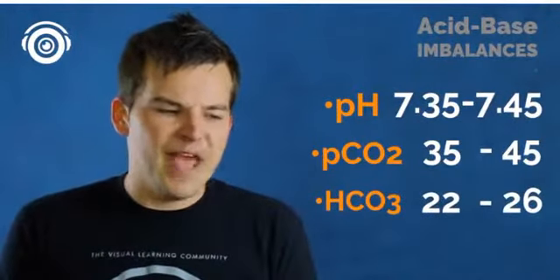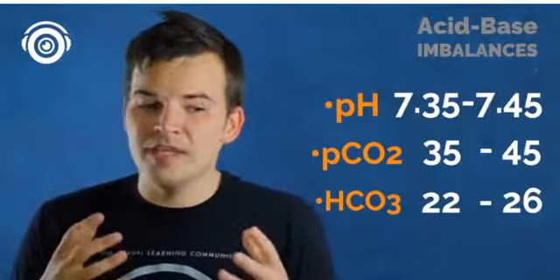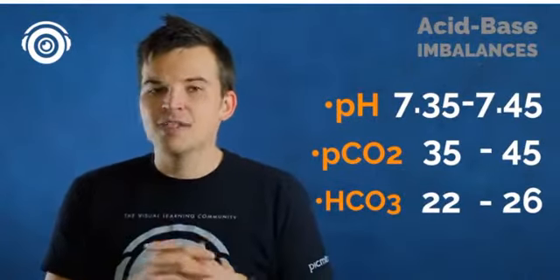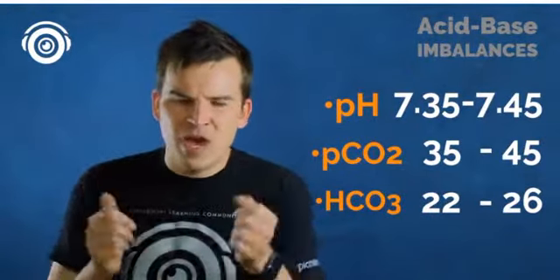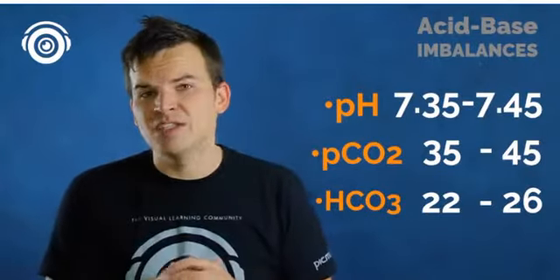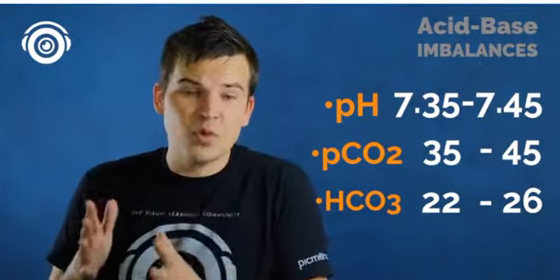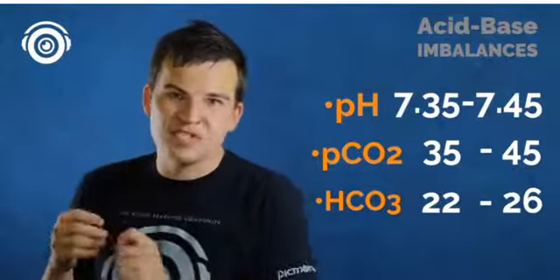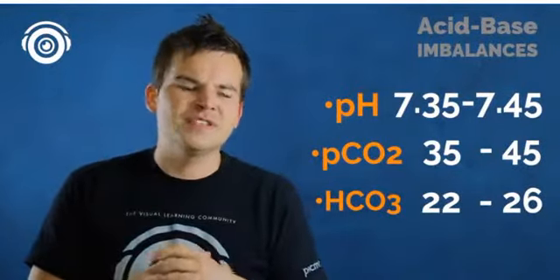So 22 to 26 is bicarb. Now, bicarb is regulated by the kidneys, and it's slow to react. So remember, you get angry and you huff and you puff and you blow, well, you can do that really fast. But it takes a long time, sometimes 24 hours, for your kidneys to begin compensating for all your angry and huffy puffiness. Now, let's talk about an actual acid-base problem.